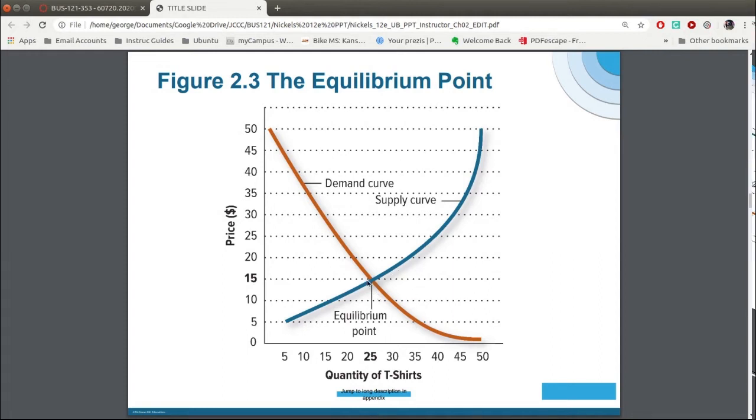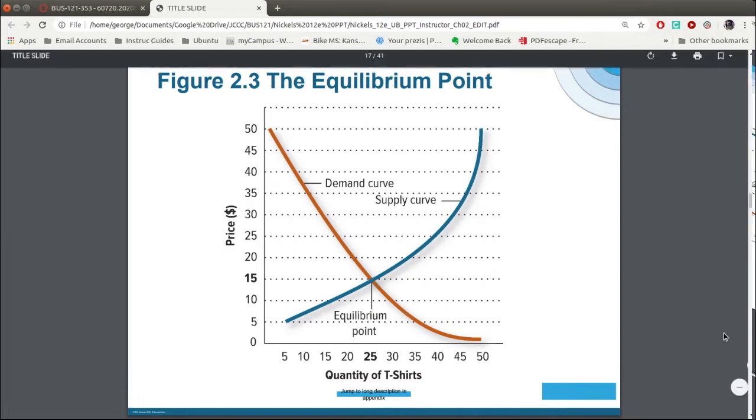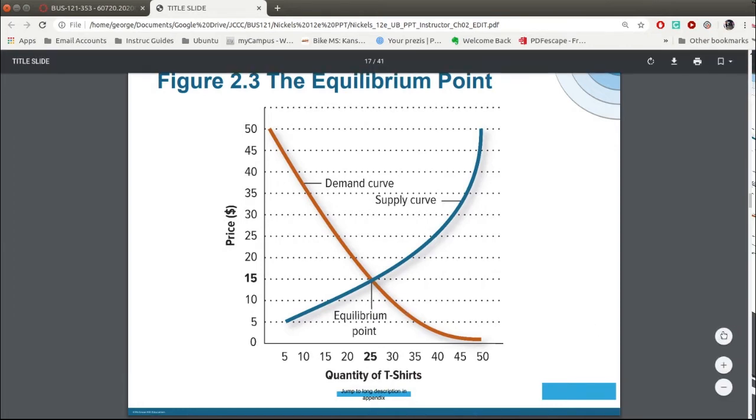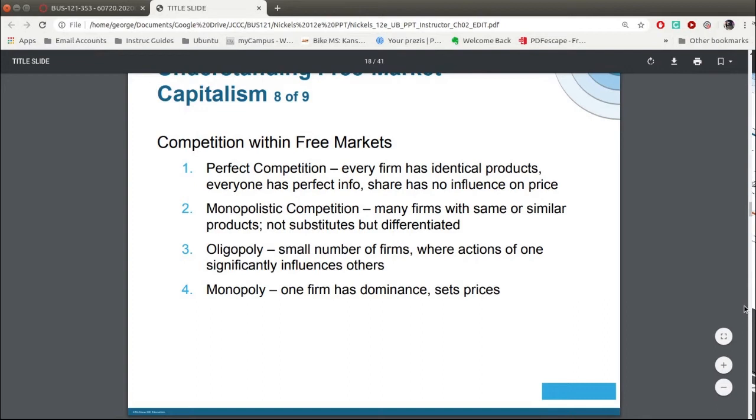So where these two cross is that equilibrium point, and that is the price that people will be willing to pay and what you'll be willing to sell your wares at. Now, you do have competition within the free markets. You have perfect competition where every firm has identical products, everybody has perfect information, they know where it's at, things like that. And so what happens is you get a very equal price all the way across.